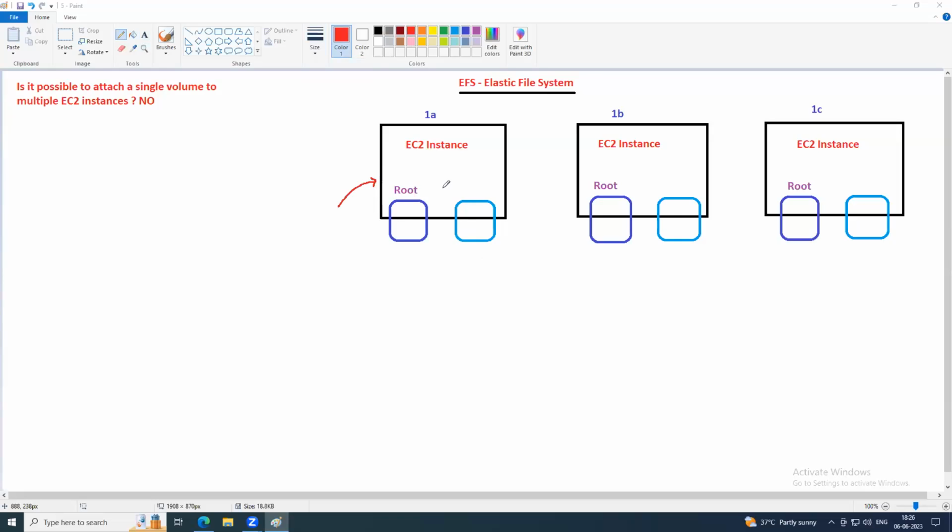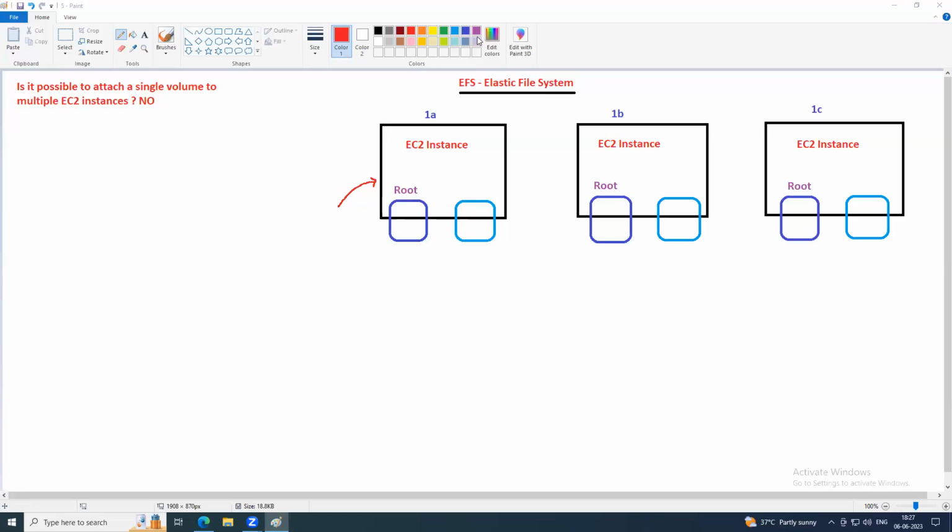Okay, see here. Let's suppose we have logged into this EC2 instance. When you log into the EC2 instance, you will be on the desktop, correct? The desktop is nothing but the C drive only. So whenever we log into the EC2 instance, we'll be in the root volume. Yes or no? We'll be in the root volume.